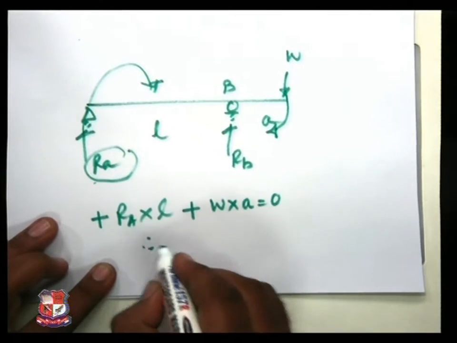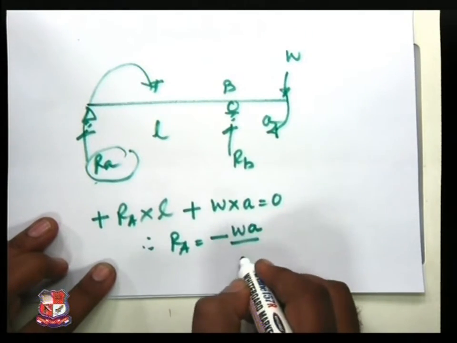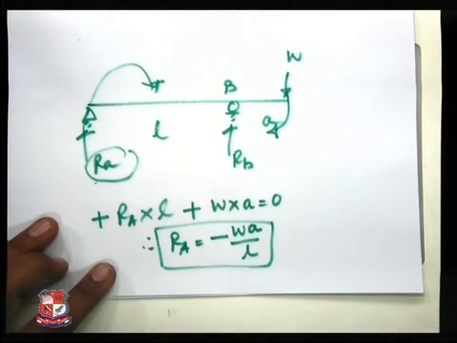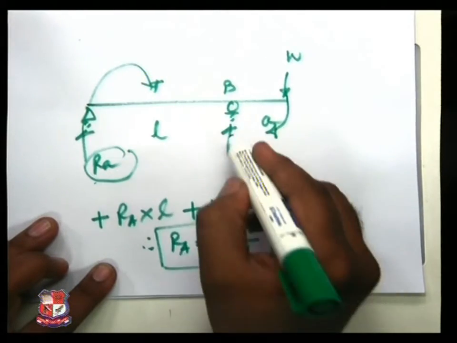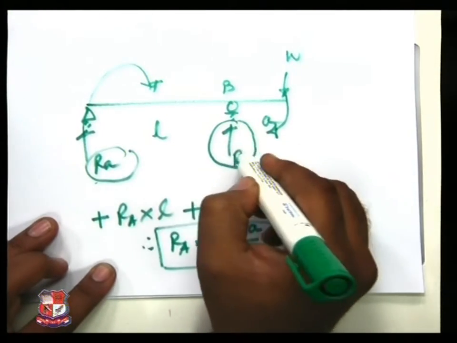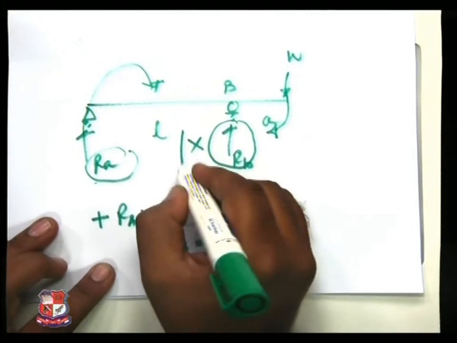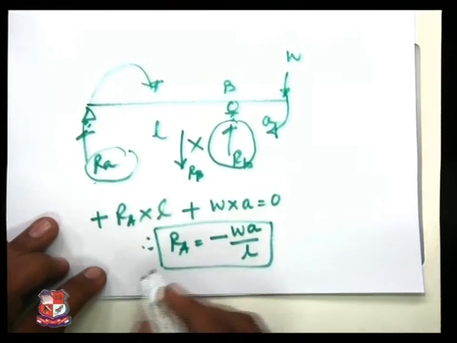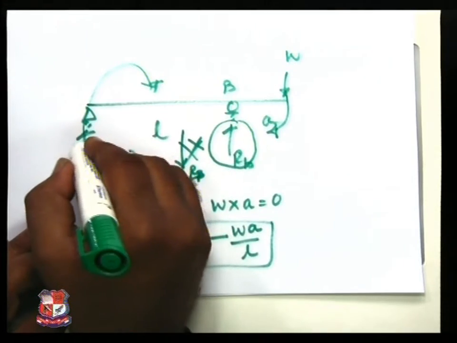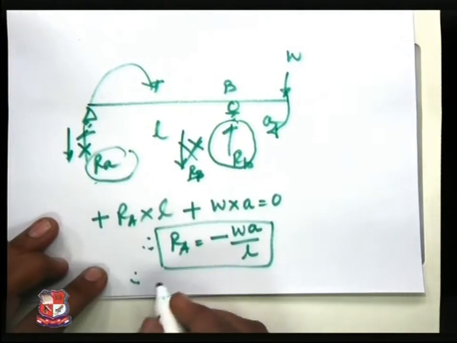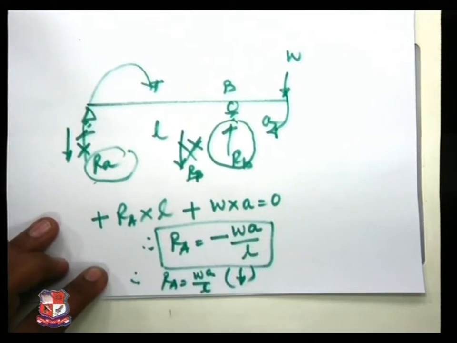So what we achieve? RA is equal to minus WA by L. Minus sign, what does it mean? Minus sign shows that our upward direction of using RA is wrong. We have to use downward RA. Extremely sorry, we are discussing the RA. Upward sign is wrong, it is downward. Therefore, RA is equal to WA by L, downward.